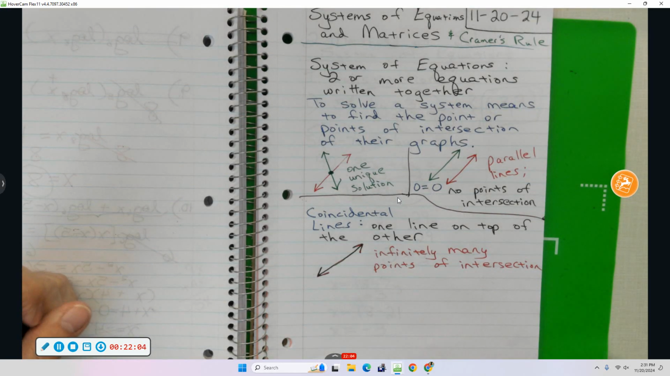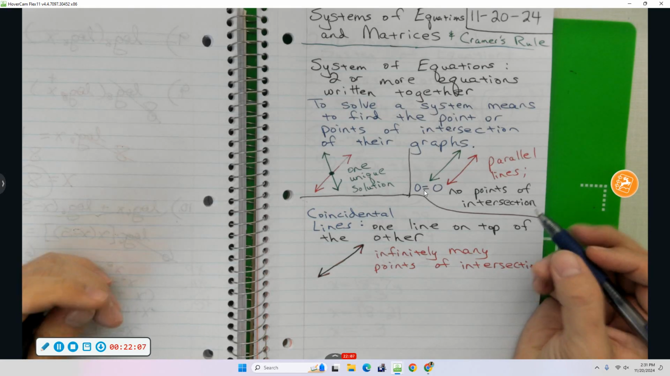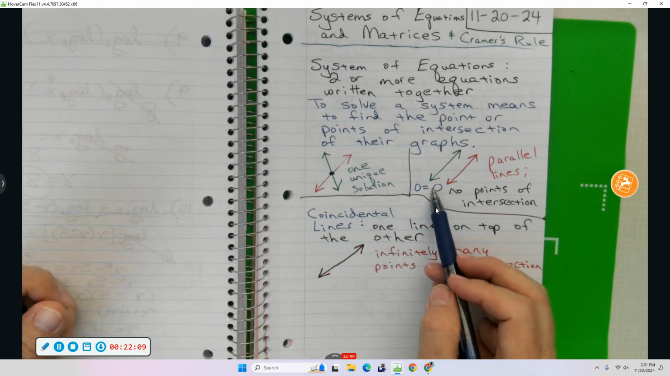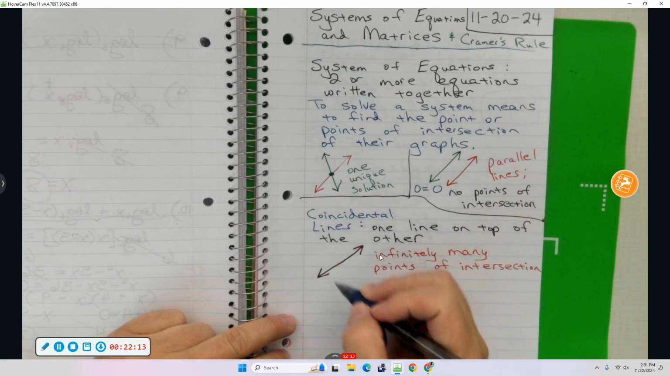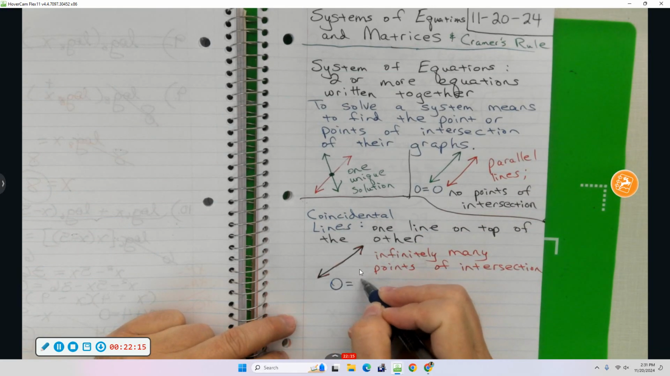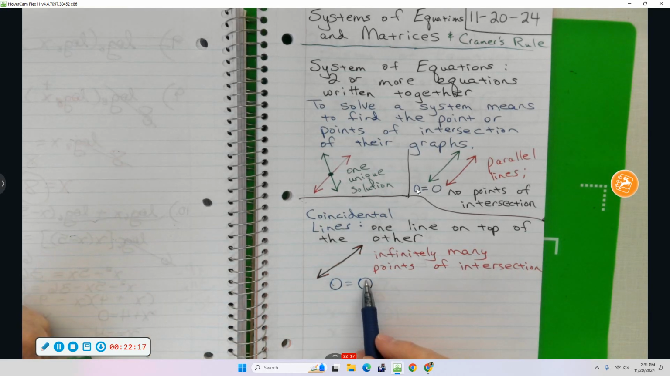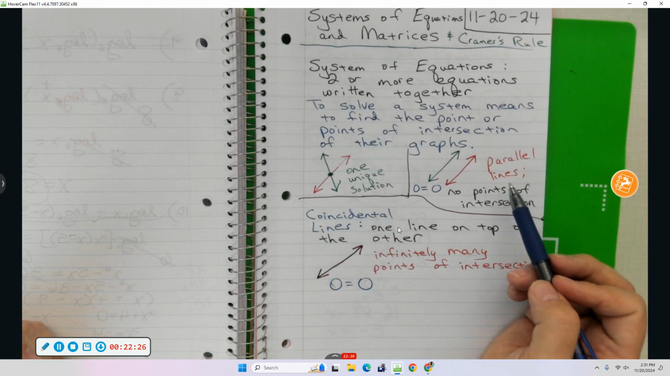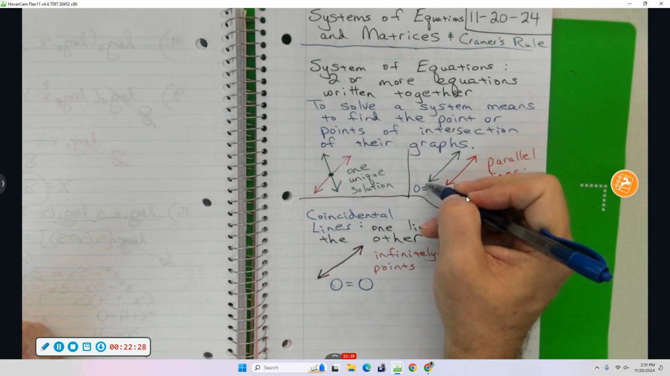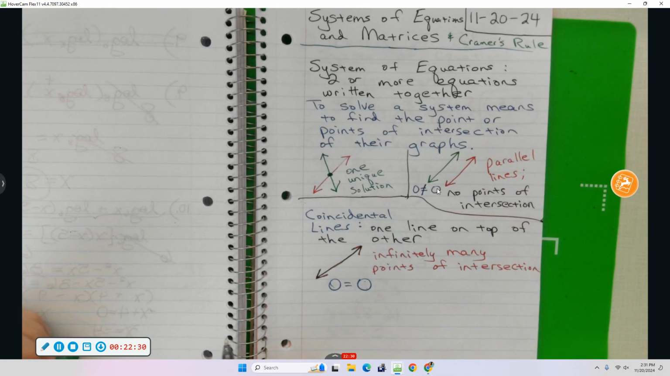No, I said it wrong again, didn't I? Coincidental lines are 0 equals 0. Forget what I just now said, and you just let me go along, okay? 0 equals 0. When does 0 equal 0? Always. So when do the lines intersect? Always. For parallel lines, it's 0 not equaling 0.